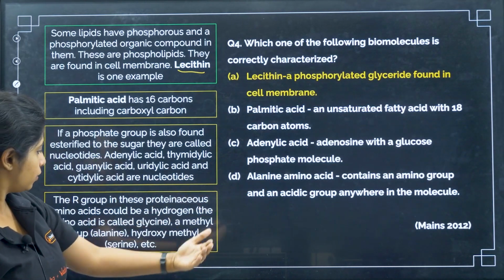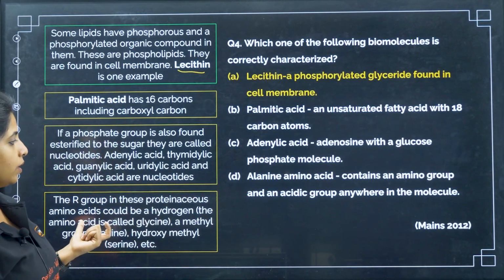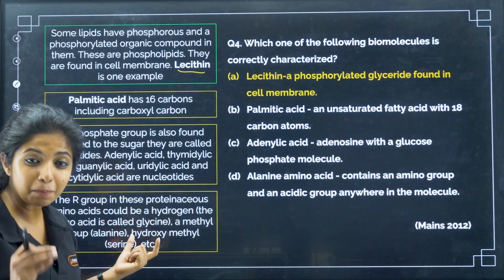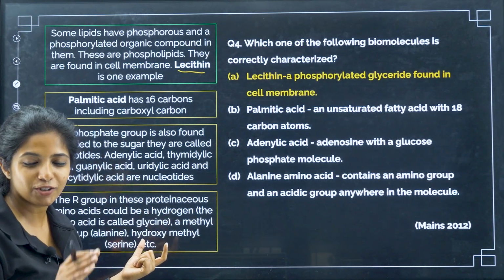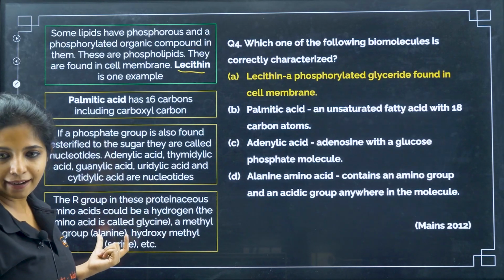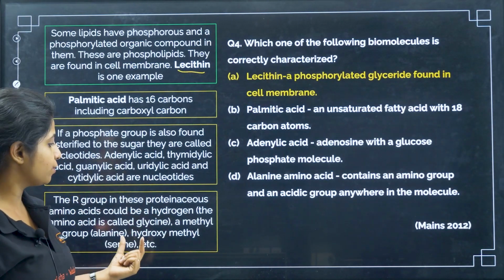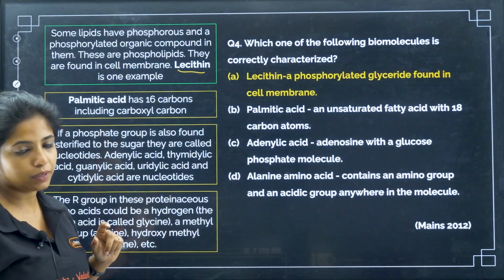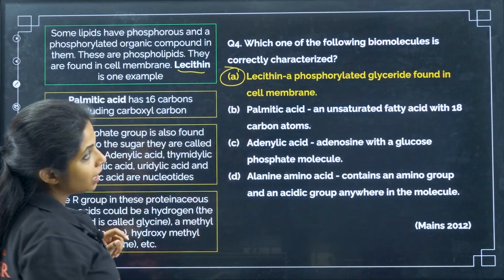So the R group can be different. Please remember this also. It is just a hydrogen in glycine, the simplest amino acid, having a hydrogen in the R group. Alanine has a methyl group, and in the case of serine, it will have a hydroxymethyl group. So the answer for this question is just A.